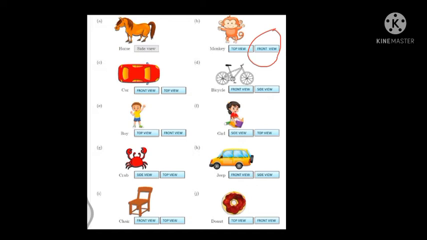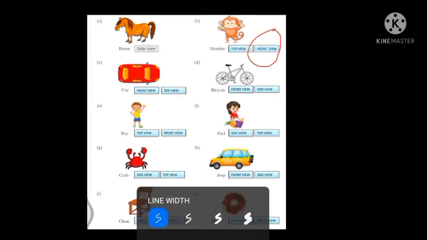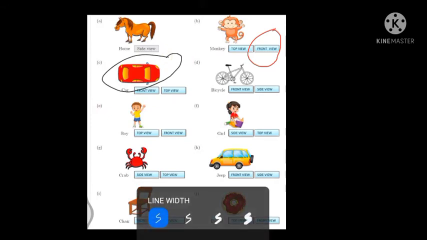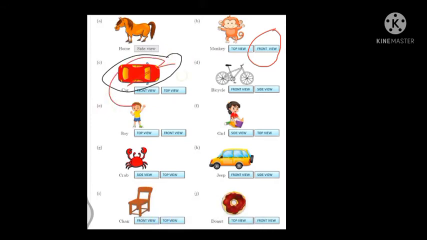Is that clear? Then the next one is a car. Car, just now we discussed it. Yes or no? Car अभी हमने discuss किया ना, this one car. Which view is this? This one is a top view of the car. Yes or no everyone? So here we are circling the top view, as this one is the top view of a car.